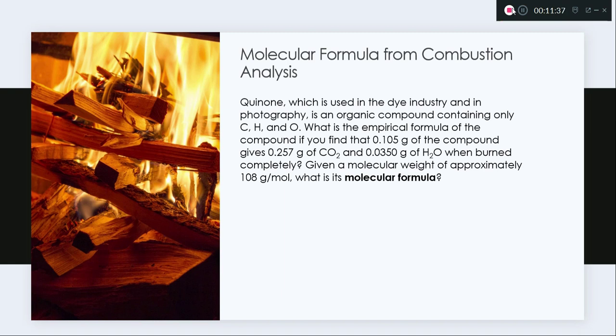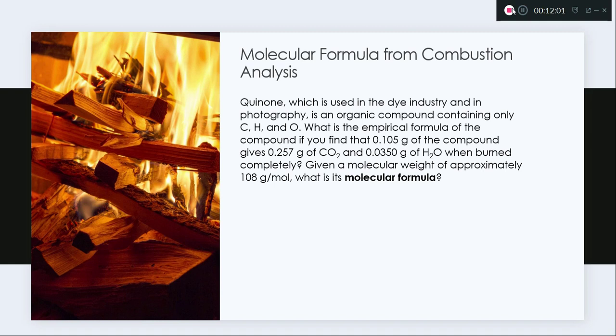I want to know how to get the molecular formula from a combustion analysis, much like we did when we were doing the molecular formula and empirical formulas in the original section of this class. The thing we need in order to make that happen is we need a molar mass, and they gave it to us. At the end of this problem, they said that the molar mass or the molecular weight of this compound is approximately 108 grams per mole.